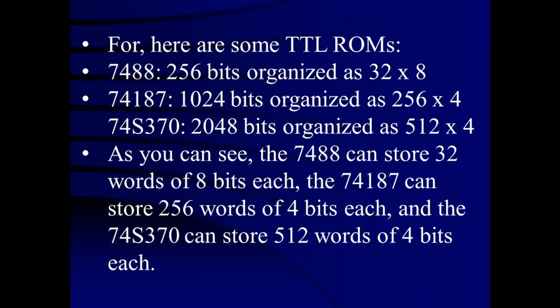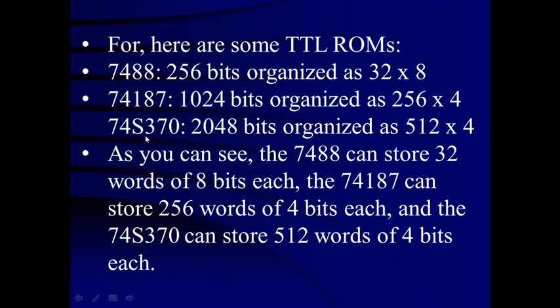Similarly, there is another IC, 74187. What is the description of this one? 1024 bits organized as 256 multiplied by 4. That means there are 256 address lines. Over each address line, a 4-bit number is going to be stored. That means 256 nibbles can be stored in this particular IC.